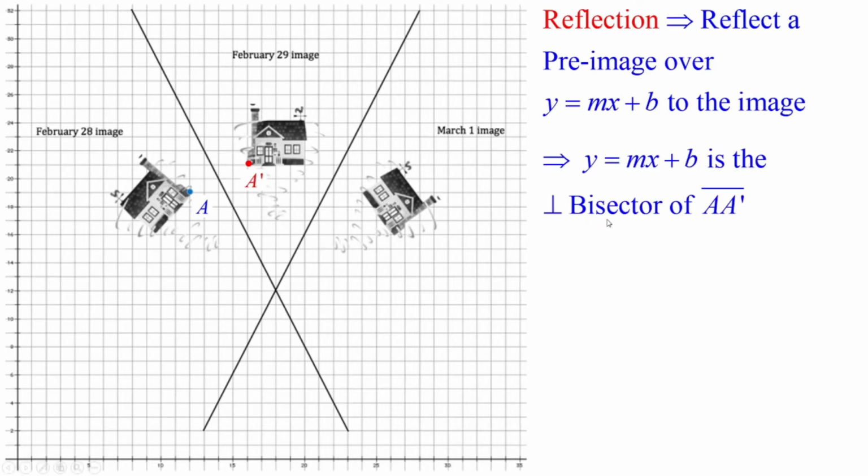All right, so this implies y equals mx plus b is the perpendicular bisector of segment A A prime. So if I do the segment A A prime right there, do you guys agree that that looks like 90 degrees? And we can prove that. You could prove that with slopes too. Yeah, use slope to prove the lines are perpendicular.